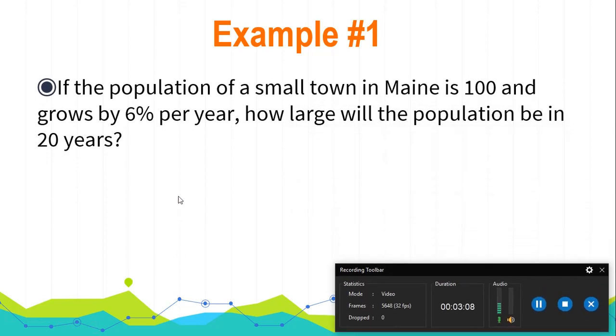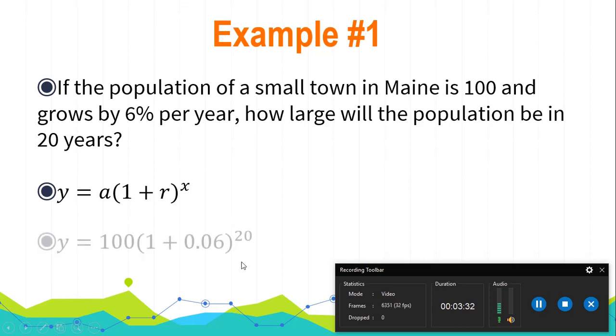In example 1, it says, if the population of a small town in Maine is 100 and grows by 6% per year, how large will the population be in 20 years? So we know that the population is growing. We're going to use a growth model. So we can see it's 100% of what we started with plus some percentage rate.